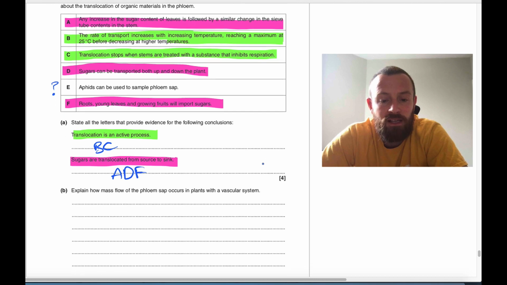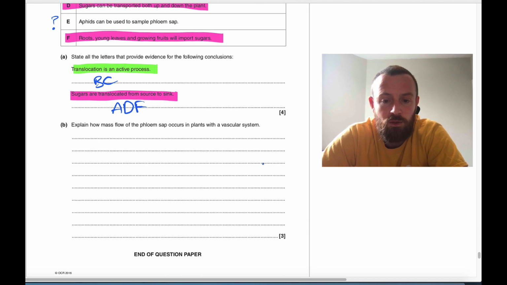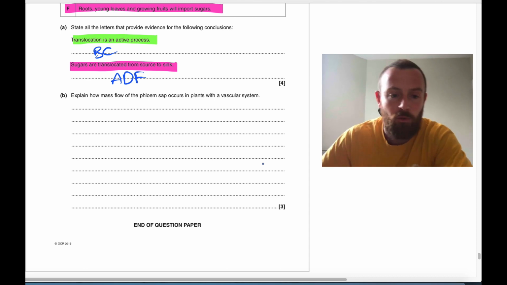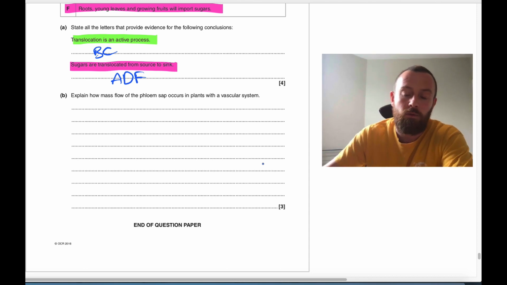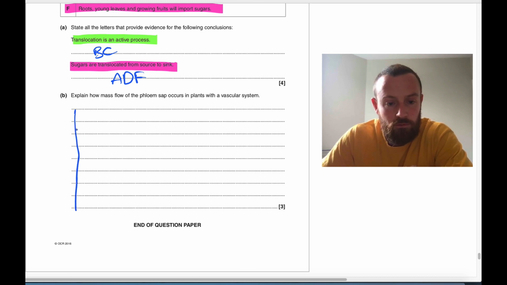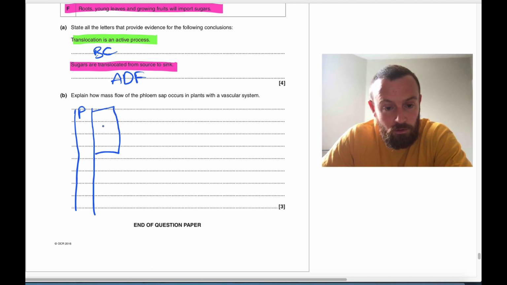Right, explain how mass flow of the phloem sap occurs in plants with a vascular system. Ooh, last one. I didn't realize we were at the end of this paper. I thought we had more to go. Okay, so, well, here's the phloem. We've got a companion cell, with its nucleus and all that stuff.